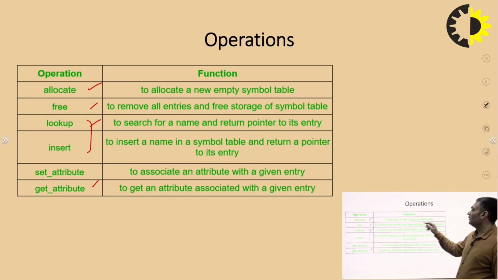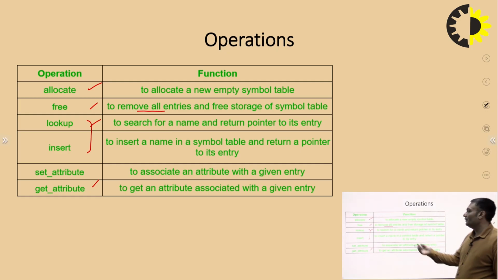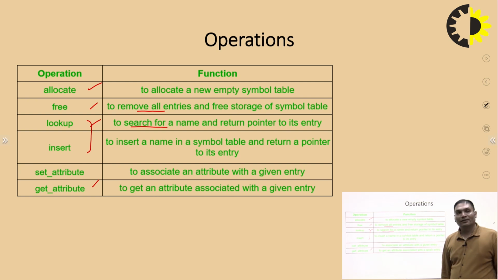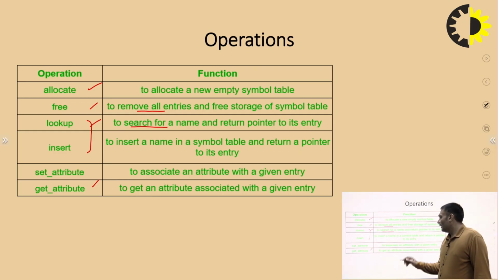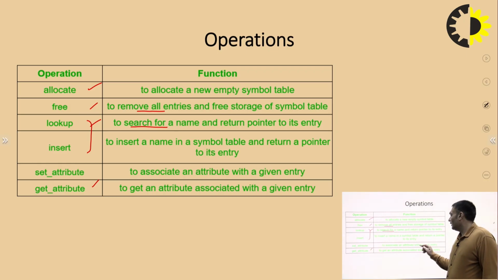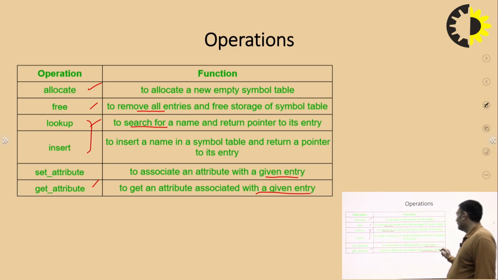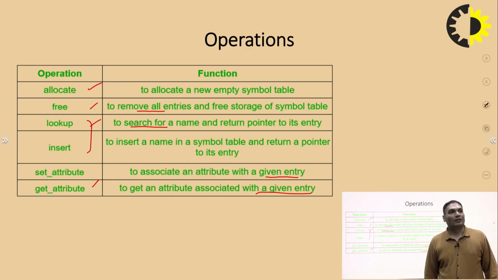So allocation is just to allocate a new symbol inside the symbol table. Free means we are removing all the entries and we are freeing the symbol table. Lookup means we are searching for a name inside the symbol table. Insert means we are inserting something inside the symbol table. And set attribute means to associate an attribute with a given entry, and get attribute means to get an attribute associated with a given entry inside the symbol table. These are the possible operations with the symbol table.